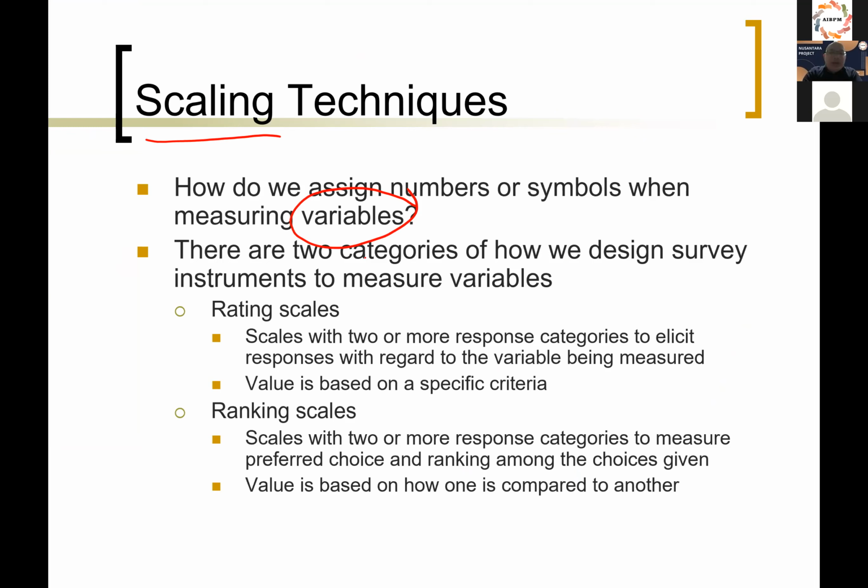There are two categories to measure variables. We have rating scales and ranking scales. A rating scale is basically a scale with two or more responses, which means you can have more than two categories to choose from. Ranking is different. Ranking is when you are comparing. When you make choices, you need to compare. So rating is you choose what is good for you. Ranking is you compare what is your preference. We will go through them one by one.